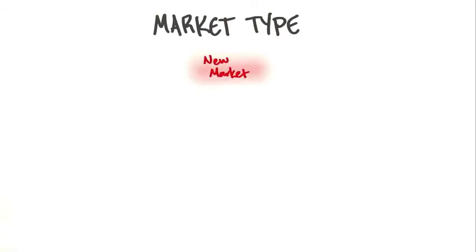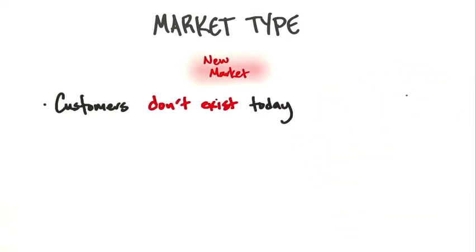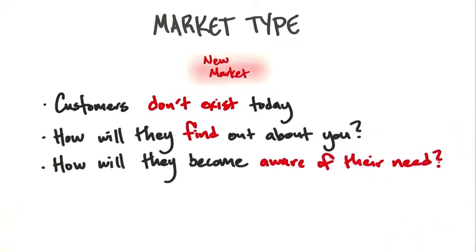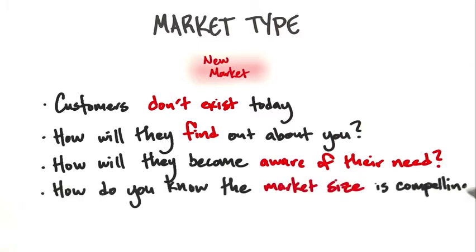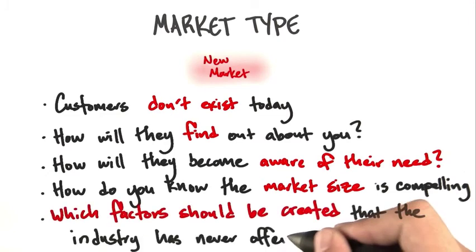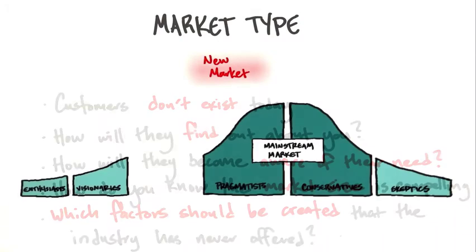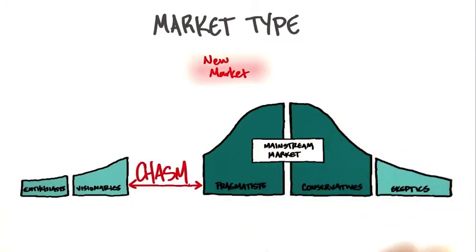Now, the next market type is a new market. Customers don't exist today. The real questions are, if they don't exist, how will anybody find out about you, and how will they even become aware that they need to be in this new market? And by the way, how do you know the market size of something that doesn't even exist today? The market size is 0. And what factors should you create that the industry has never offered? Now, a way to look at this is take a look at the chasm. Man, this is scary.